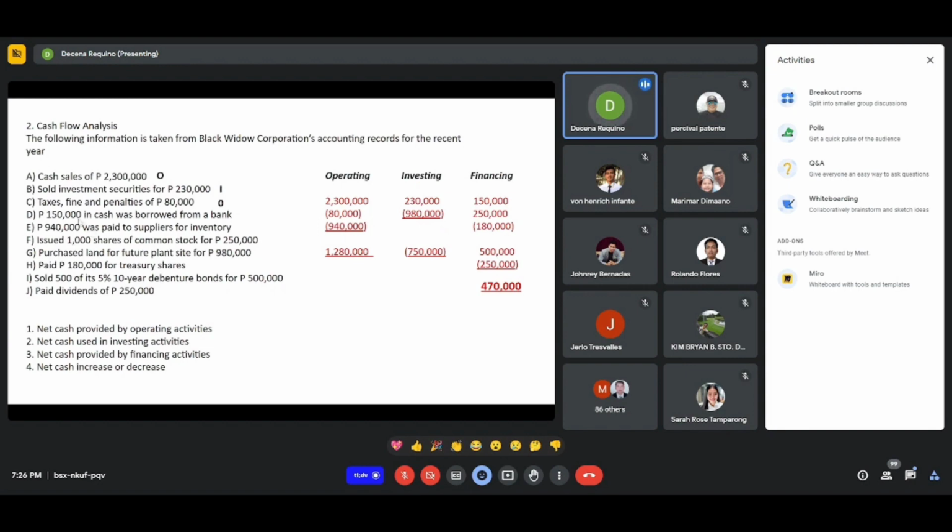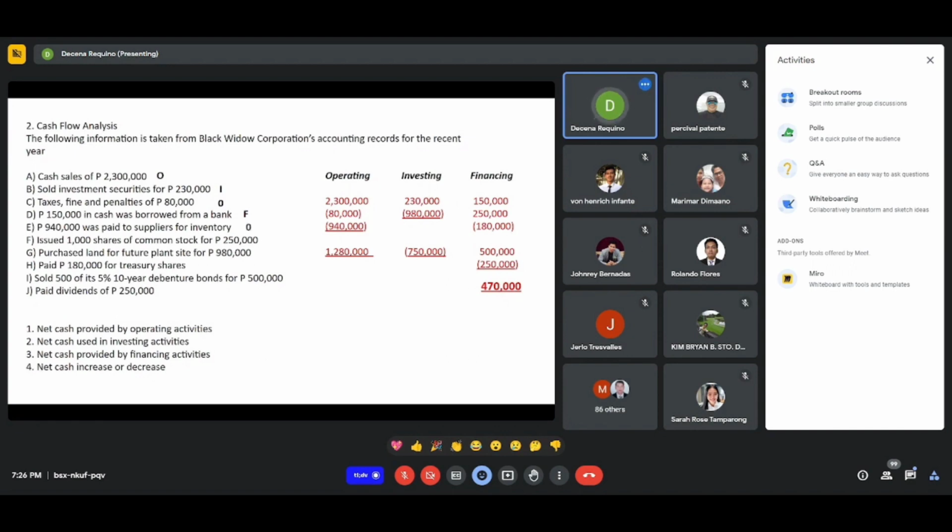And then yung pang-apat, 150,000 in cash was borrowed from a bank. So umutang ka daw ng 150,000 sa bangko. So kapag ang pinag-uusapan is related sa long-term liabilities and equity, financing activity siya. So since nangutang ka sa bangko, so meron kang additional cash, so positive siya under financing activity, 150,000.